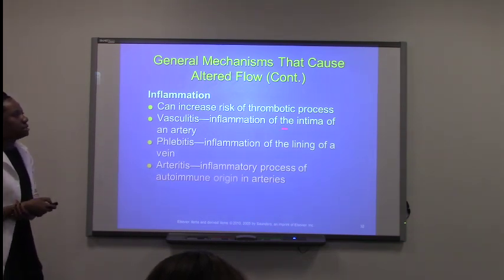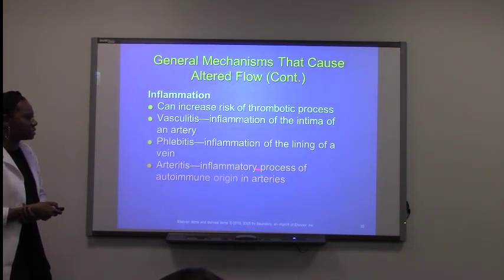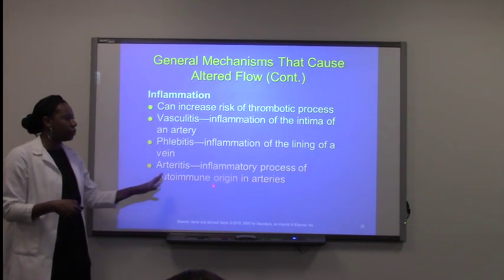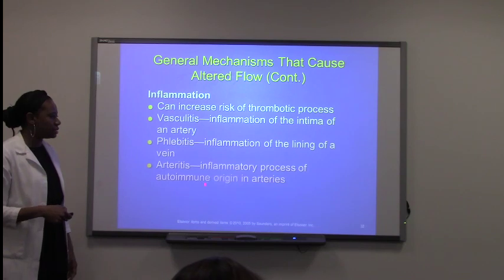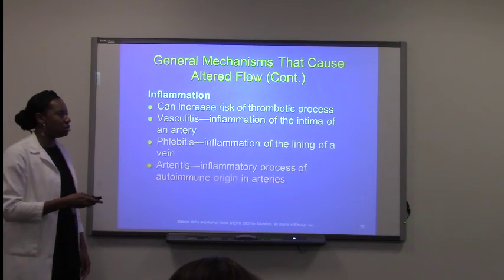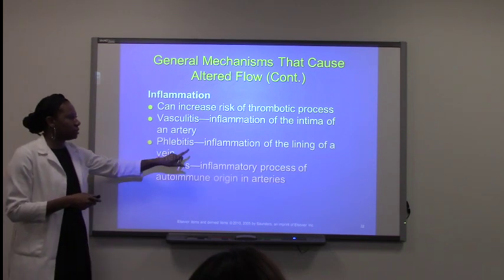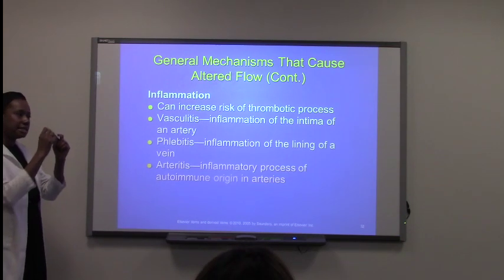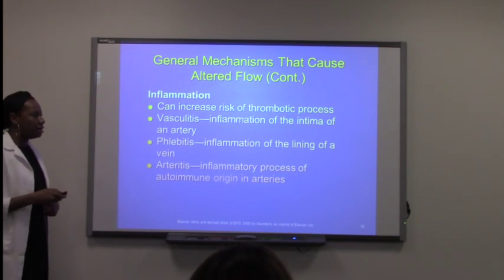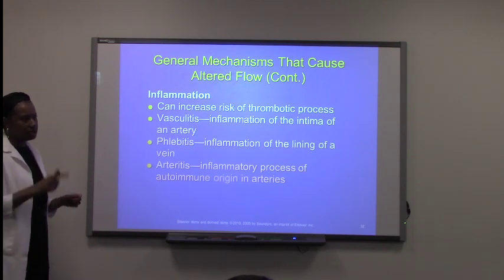So vasculitis is an inflammation of the intima of the artery. Phlebitis is in the vein. Okay, and arteritis is going to be an inflammatory process, autoimmune origin in the arteries. Okay, so sometimes an autoimmune process, not knowing what it is, can cause that. Yes? Oh, the intima, I should remember the intima. Okay, the intima is the lining of the artery. That's the inside of the artery. Okay. So if we go back to the beginning of the PowerPoint, they go over the anatomy of the artery.